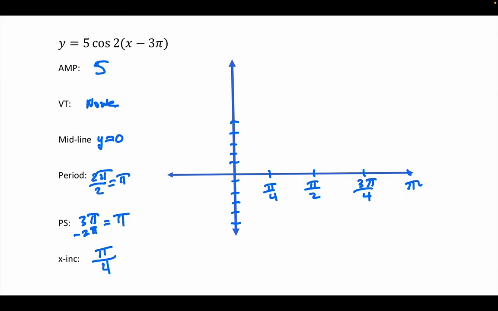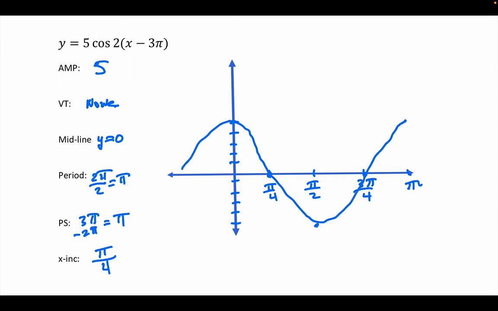Okay, as I mark this then, since this is a cosine curve, I want to start up at the top here at 5, then hit my midline here at pi fourths, then go down to pi halves at -5, back to my midline, and then back up here at 5. So this curve will look kind of like this.